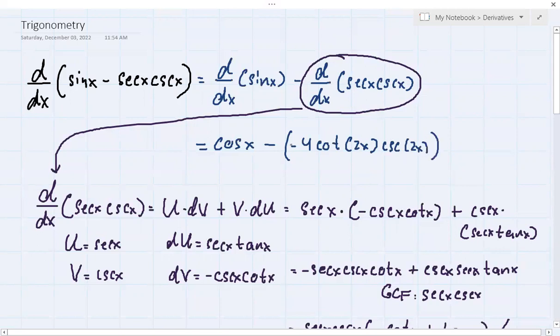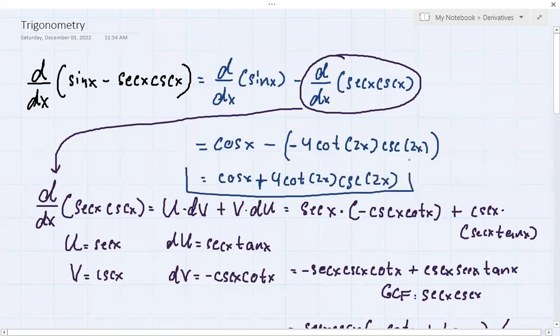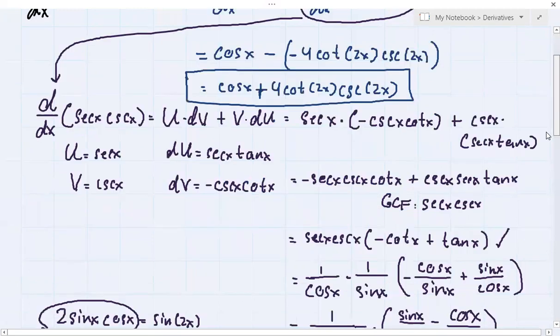Okay? So since kasi we have negative inside the parenthesis and the outside, so we will have cosine x plus 4 times cotangent of 2x times cosecant of 2x. Yan yung magiging sagot. Di ba? It's long, to be honest. That's why it's called a practice. Para at least, we may have an idea kung anong gagawin natin sa mga ganitong scenario.